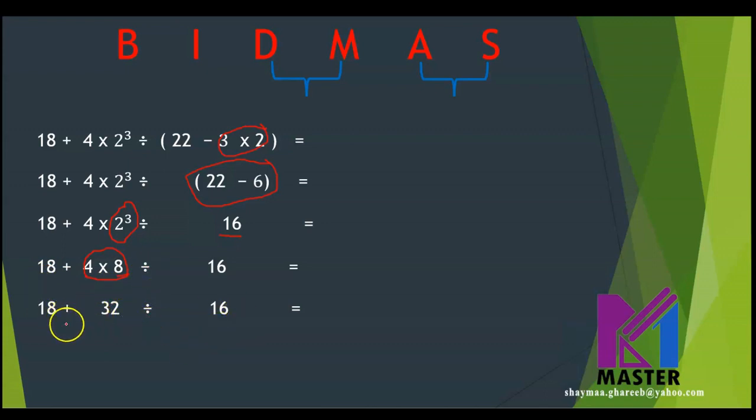Now I have addition and division. Which one should I start with? I will start with the division. I will keep the 18 as it is, then I will do the division. 32 divided by 16 equals 2. Now I will do the last step. 18 plus 2 equals 20. Then the final answer of this sentence will be 20. Is this clear?